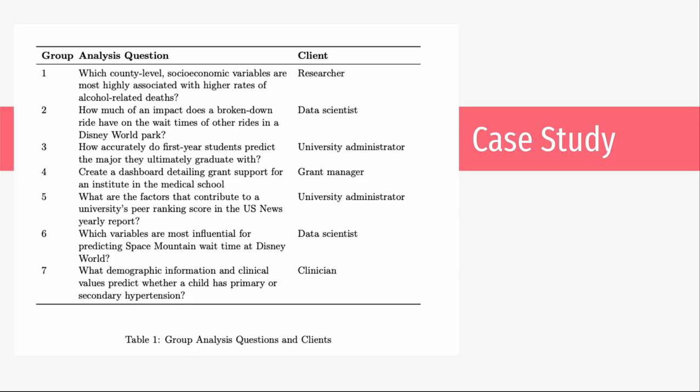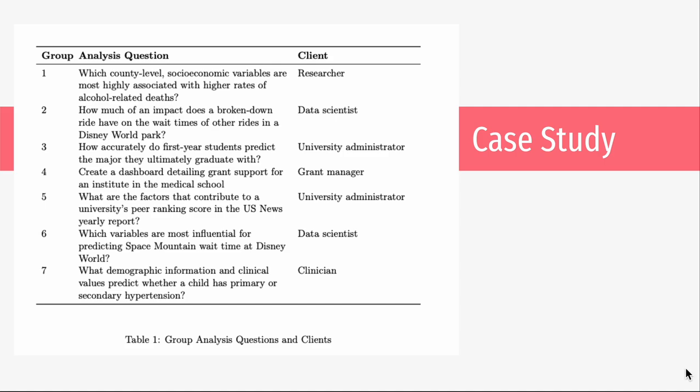So we have a case study. This is from a class that I taught at Wake, a capstone class where we had students get into groups. There were 7 different groups. They were paired with different clients, and then they conducted analyses for each of them. These were the different analysis questions that each of the 7 groups were tasked with answering. They varied. For example, group 1 was trying to answer which county level socioeconomic variables are most highly associated with higher rates of alcohol-related deaths. Group 6 was looking at which variables are most influential for predicting Space Mountain wait times at Disney World. So we had a large range of different types of analyses.